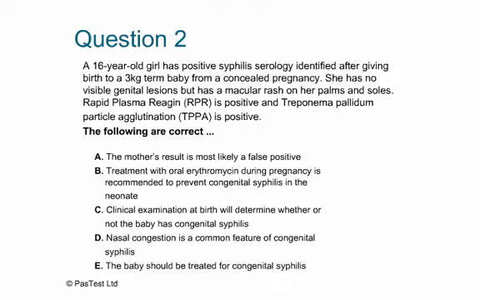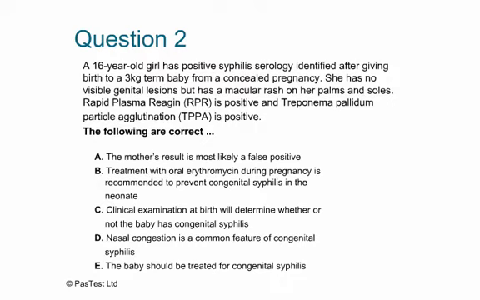The following are correct. A. The mother's result is most likely a false positive. B. Treatment with oral erythromycin during pregnancy is recommended to prevent congenital syphilis in the neonate. C. Clinical examination at birth will determine whether or not the baby has congenital syphilis. D. Nasal congestion is a common feature of congenital syphilis. E. The baby should be treated for congenital syphilis.